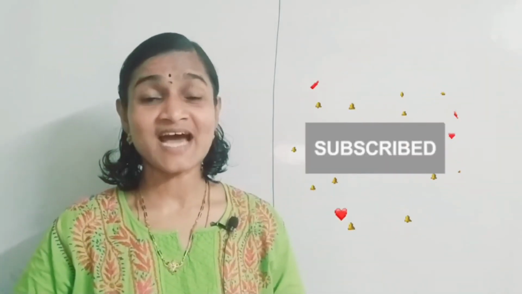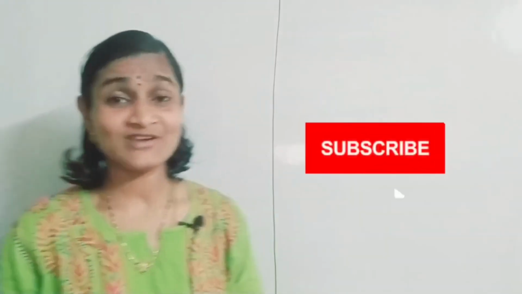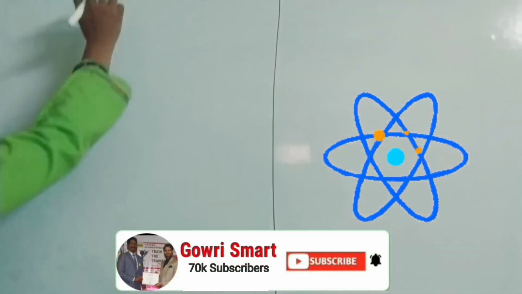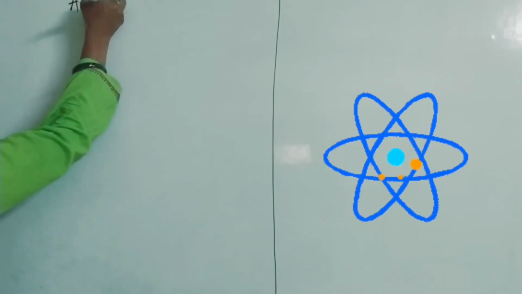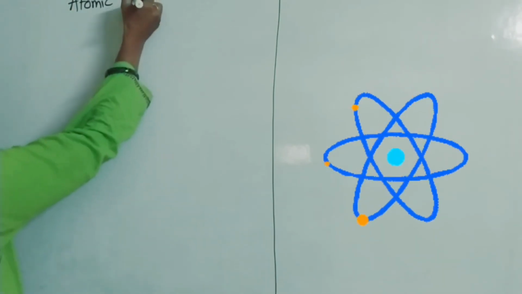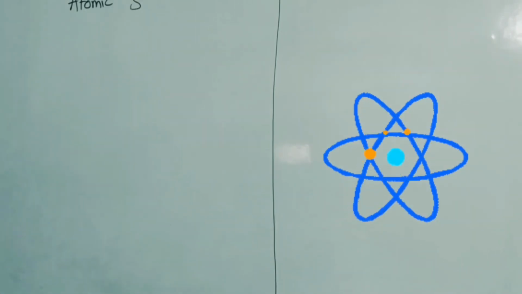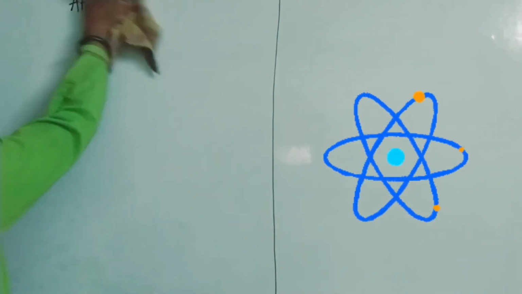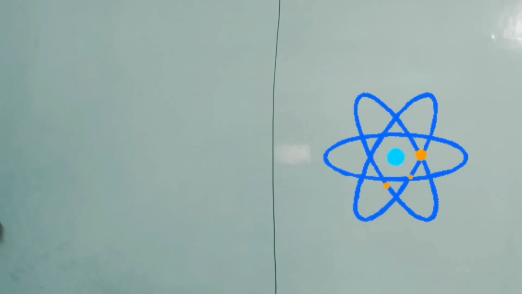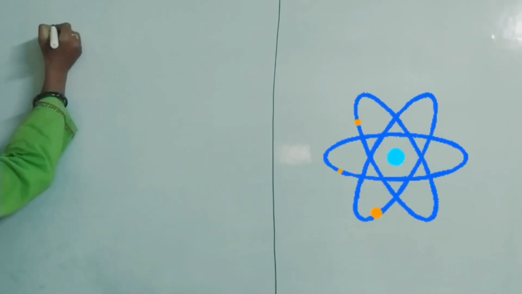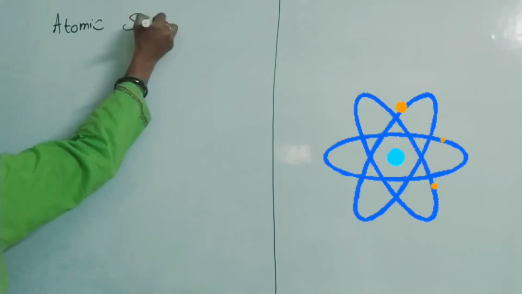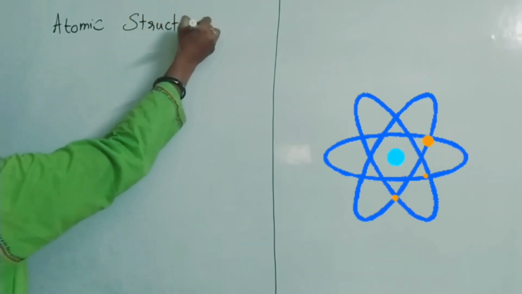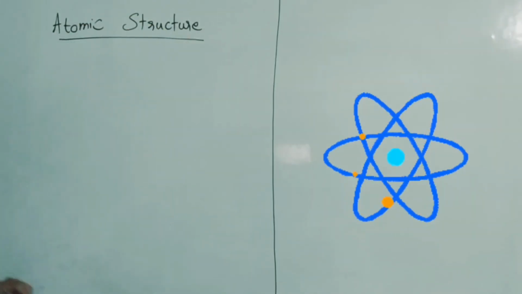So let us start the topic. Today we are going to learn about the structure of the atom. This is a very important concept of chemistry, atomic structure. Better I write a little bit down so that it will be visible to all of you. In this video we are going to learn certain topics of the structure of the atom.